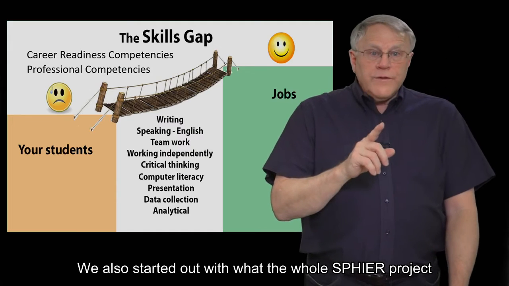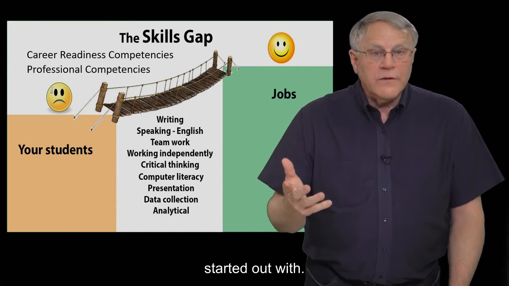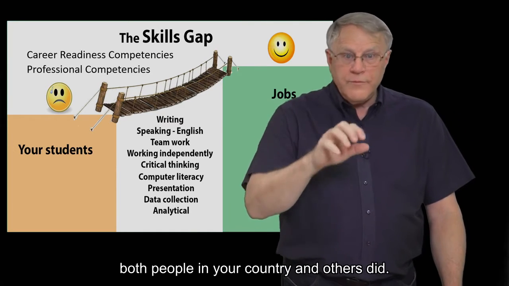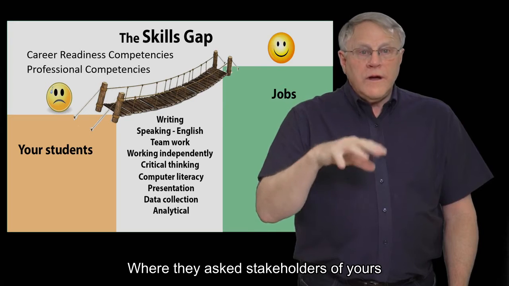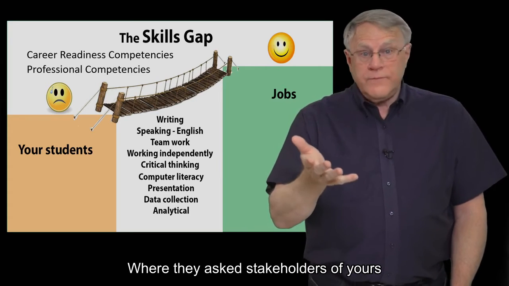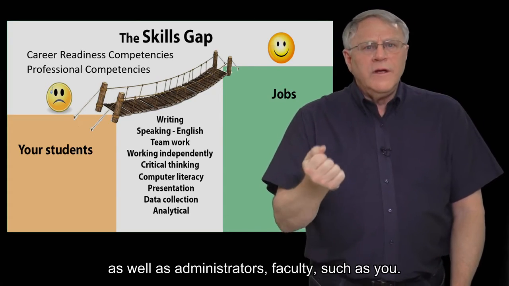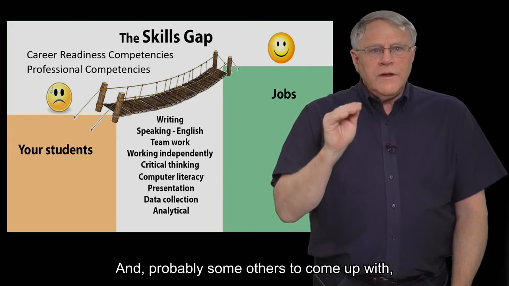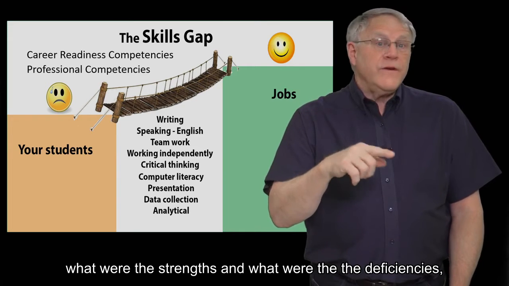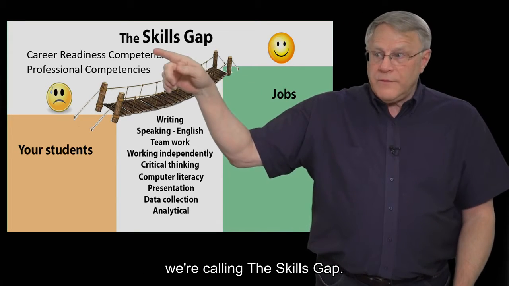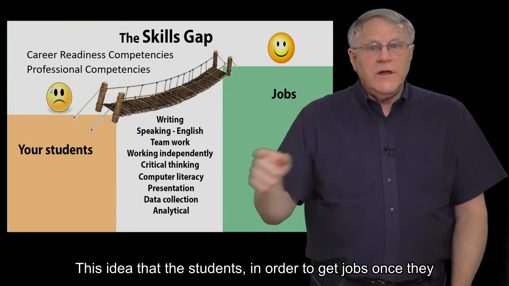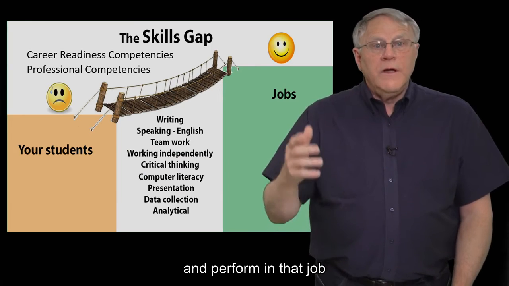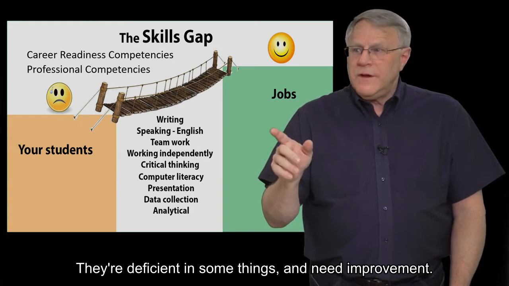We also started out with what the whole SPHERE project started out with, and that is this idea of results of a survey that the SPHERE people, both people in your country and others did, where they asked stakeholders of yours, in other words, the people who hire your students, as well as administrators, faculty such as you and probably some others, to come up with what were the strengths and what were the deficiencies, the weaknesses. And they came up with something we're calling the skills gap, this idea that the students, in order to get jobs, once they graduate, but also then to keep the job and perform in that job, are missing some things. They're deficient in some things and need improvement.